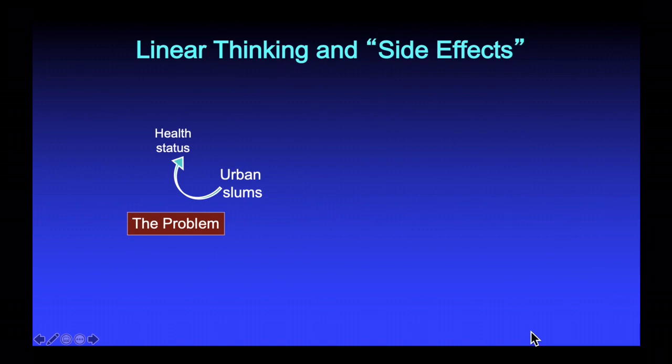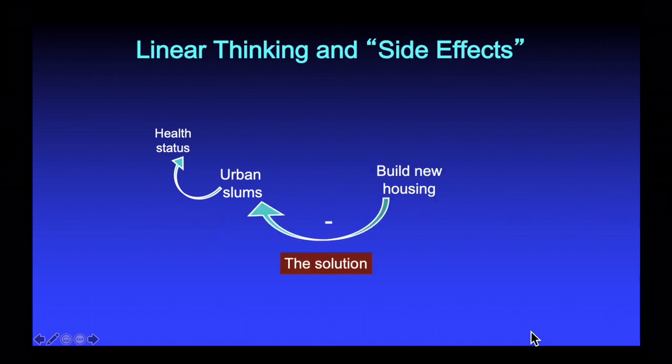Take an example of urban slums which produce very poor health in the community. And so, as an urban planner, the decision is that we will solve the problem by building new housing. And added to that, we'll improve the water supply and the sanitation sewer system and some transportation communication to improve the health conditions in the urban area. So that's the solution to the problem of urban slums.